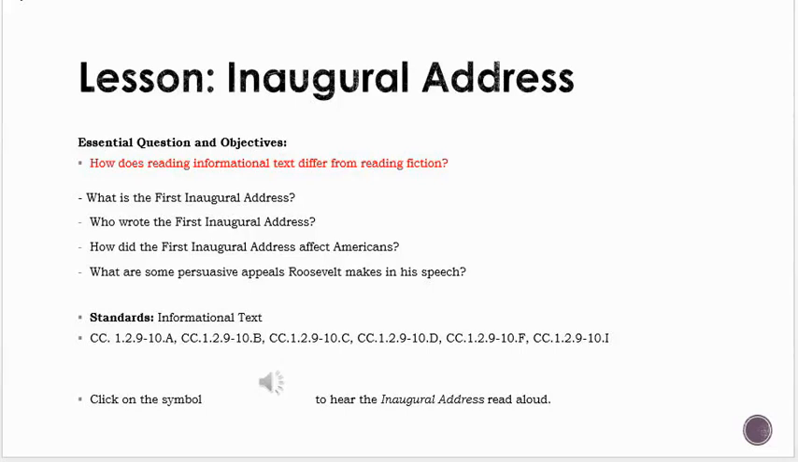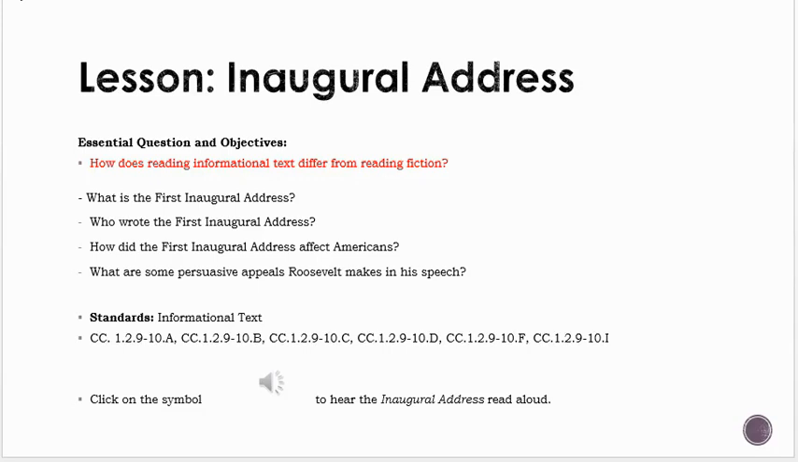This lesson is on the inaugural address. The essential question for this lesson is, how does reading informational text differ from reading fiction? And as you read this complex text, I want you to think about the strategies that you're employing in order to make sense of the words and to grasp and comprehend the entire essay.